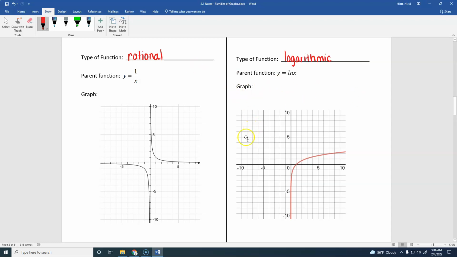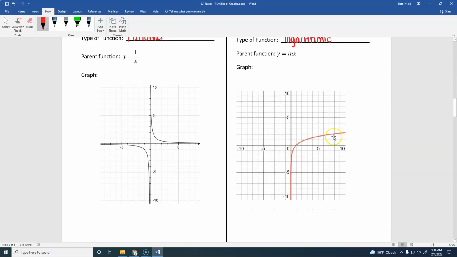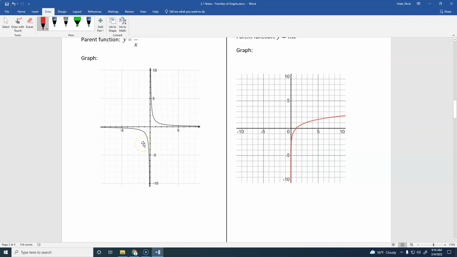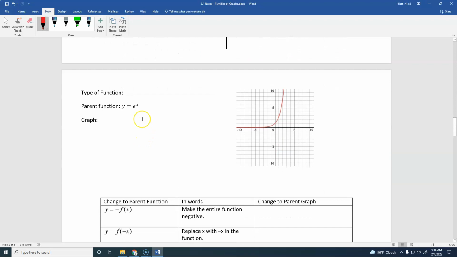depending on which one you're dealing with, which will change what the graph looks like a little tiny bit, but it'll still have a vertical asymptote at 0, and it'll still have the same general shape. And then the last one we have here is an exponential.